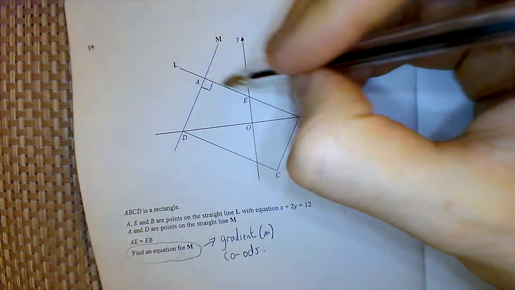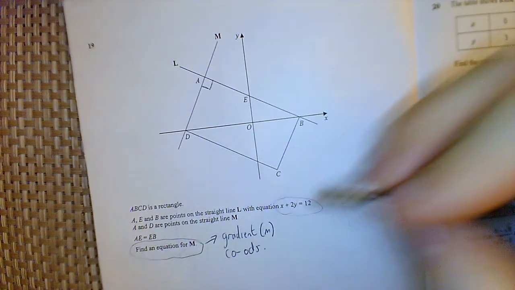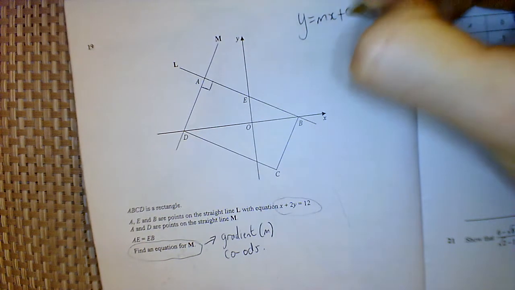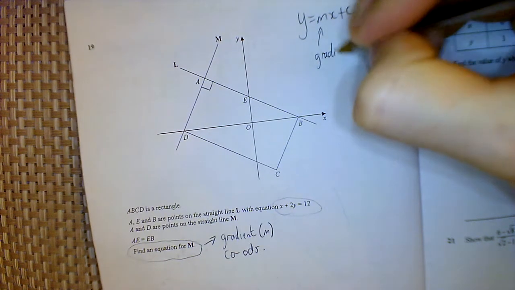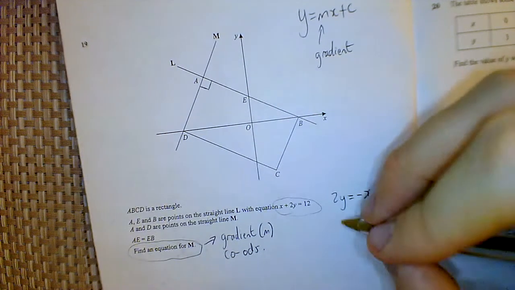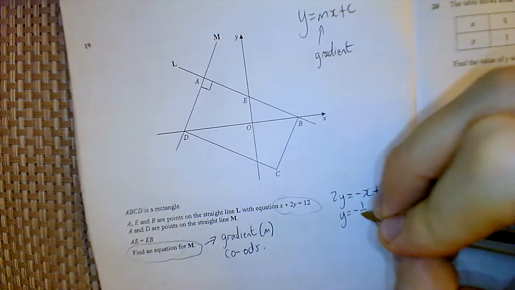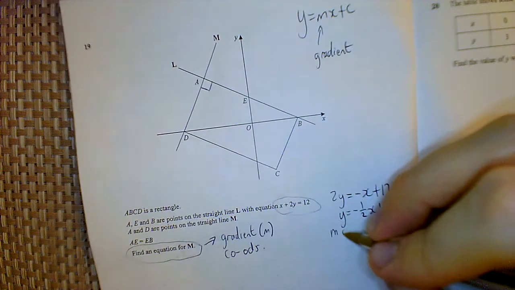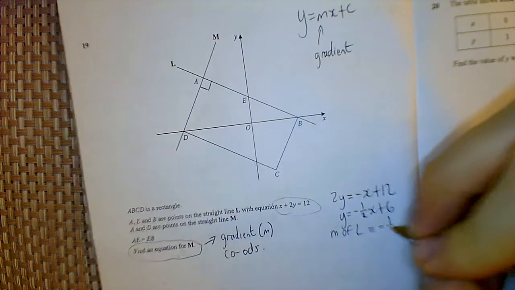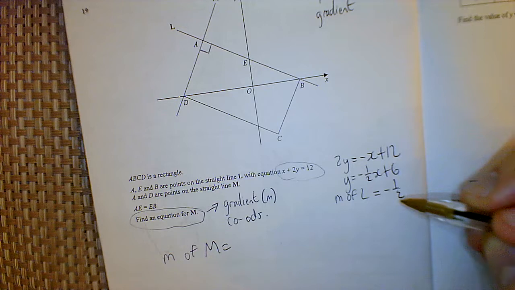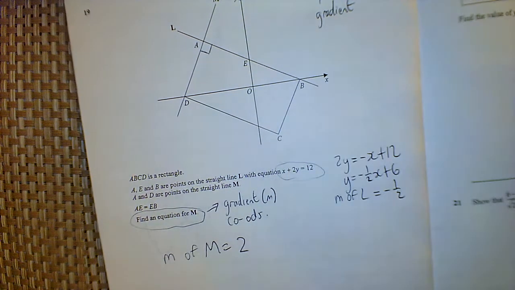Now the line L, this bit, we have that equation. Now we can't work out the gradient from this, but if you get it in the form y equals mx plus c, then we know that m is the gradient. So let's do that. If I rearrange this, 2y is equal to minus x plus 12, divide by 2, y is equal to minus a half x plus 6. So the gradient of L equals minus a half. So the gradient that we want, the gradient of m, because they're perpendicular, is the negative reciprocal of this. So we flip it, we change the sign, we've got a gradient of 2.